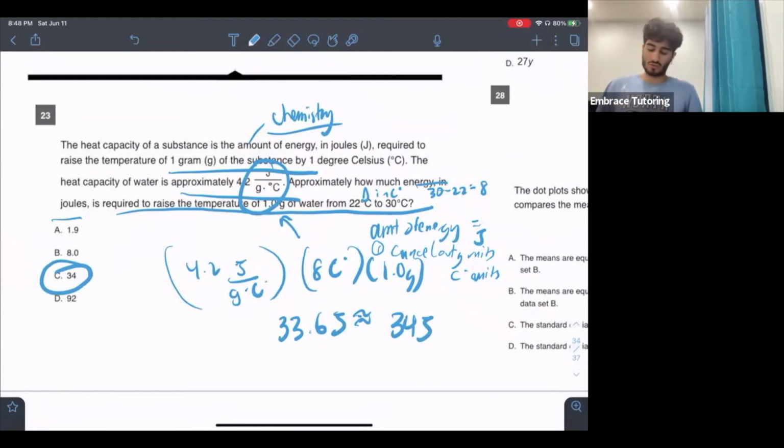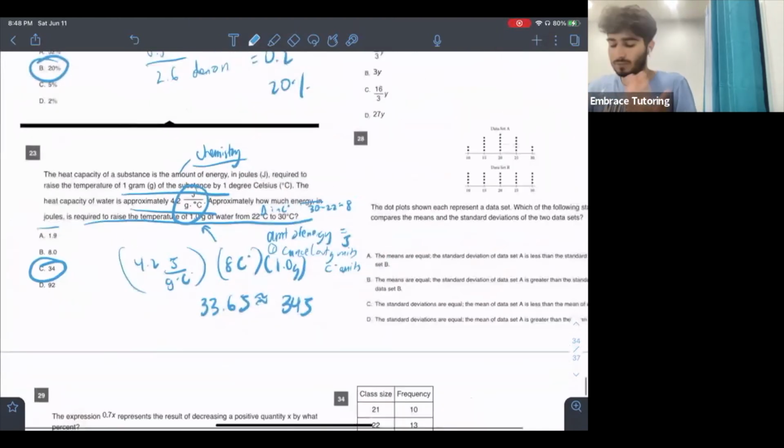And that's what you have to do. You just have to know the units that they're asking for, multiply correctly, and plug it in your calculator correctly.